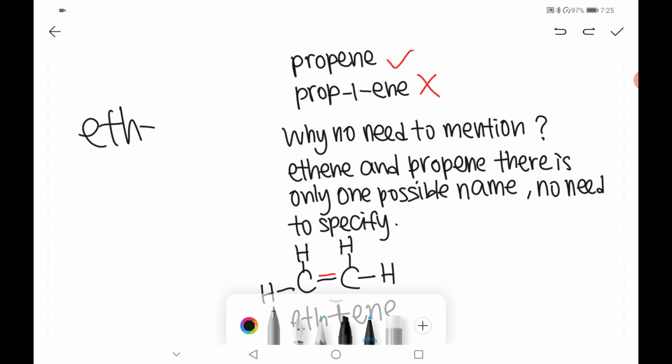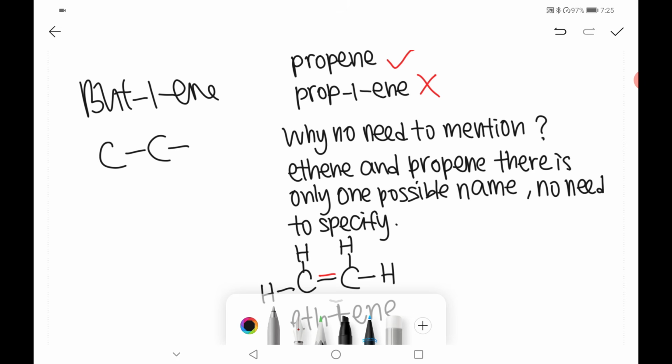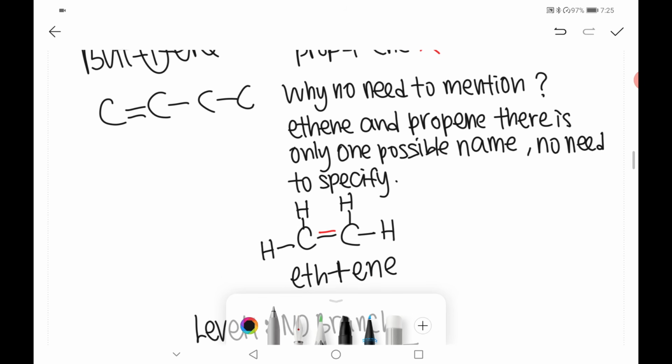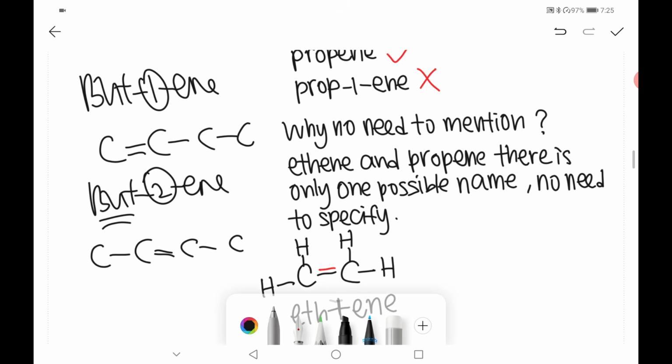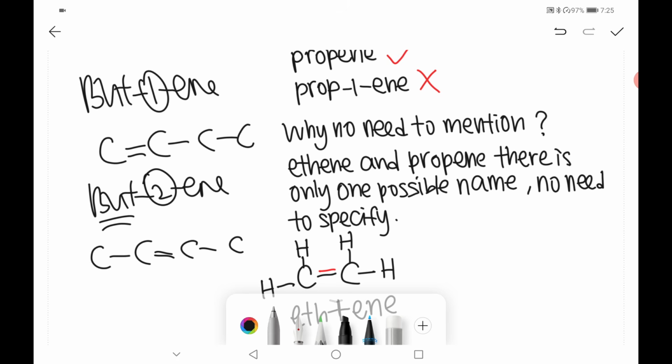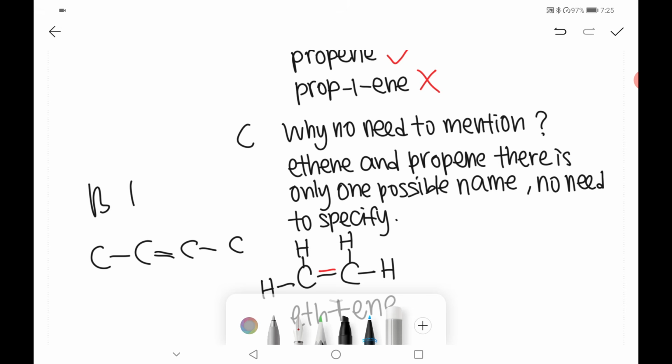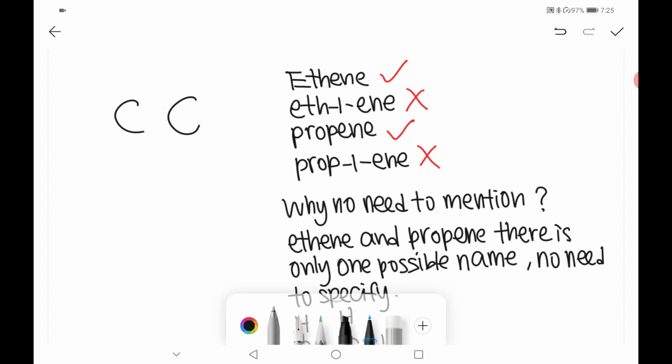But when you come to butene, it's different. For butene, you need to tell people but-1-ene, so people know the double bond, for 4 carbon, is on the first carbon. But-2-ene, so people know that but stands for 4 carbon and the double bond is on the second carbon. So the double bond can be at the first carbon or the second carbon. There are 2 possibilities. When you have more than 1 possibility, you need to mention the number. But for ethene, you only have the double bond forever at carbon number 1. There is no other possibility, so no need to tell people where the double bond is.